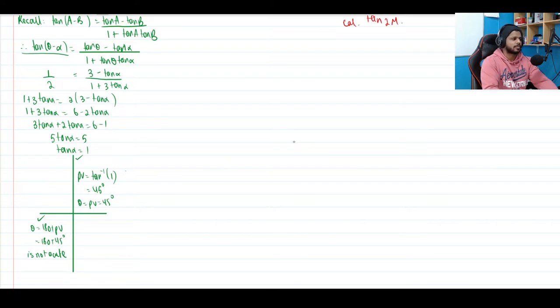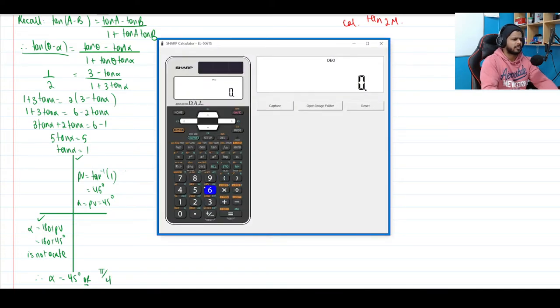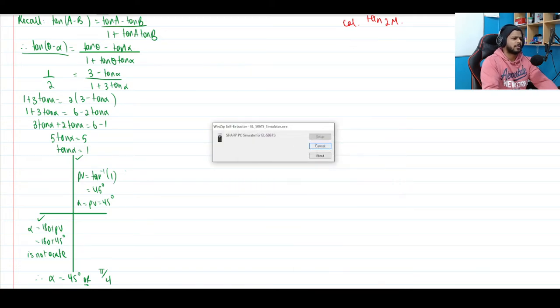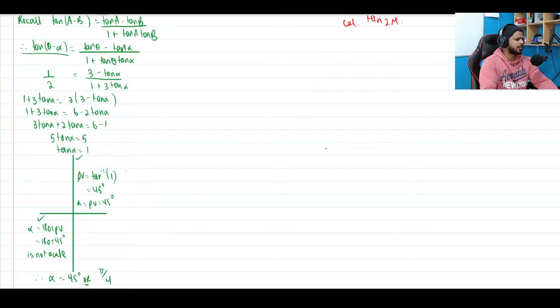acute. So therefore, alpha is what we're trying to find out. So therefore, alpha is 45 degrees, or pi on 4. 180 divided by 45 is what? Pi on 4. Good. Radians.